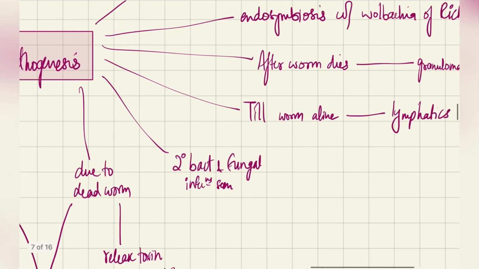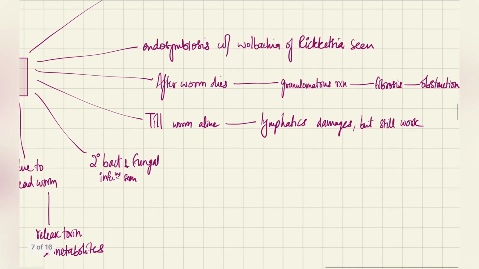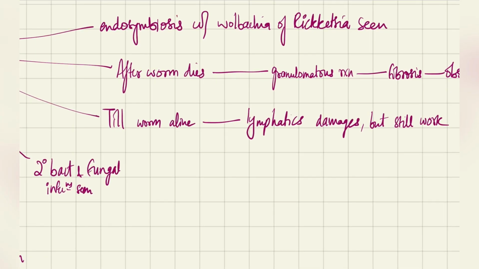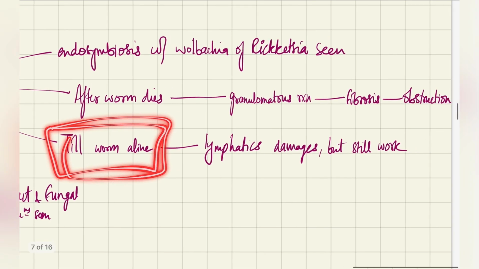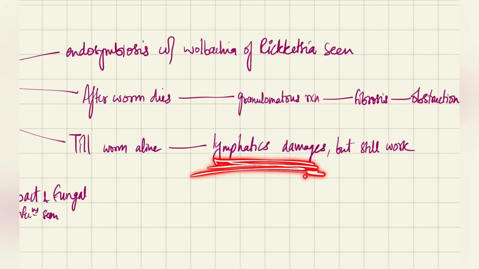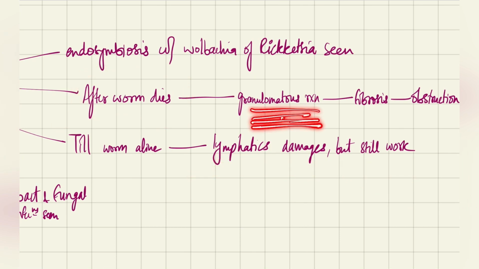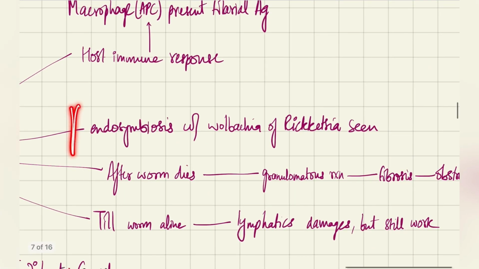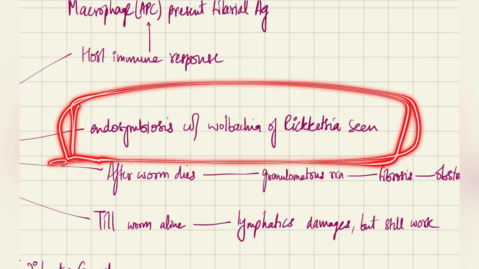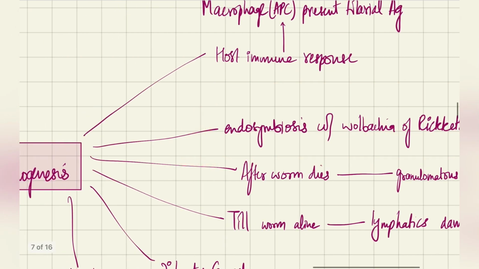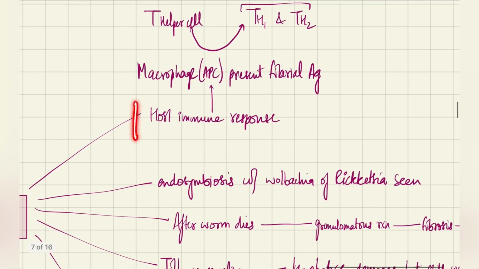Also, remember that there is a sort of symbiotic relationship going on, where till the worm is alive, the lymphatic system of our body is damaged, but it still works. It will still serve its purpose, but it's damaged. But as soon as the worm dies, there occurs a granulomatous reaction because of the antigen secreted by the worm, which causes fibrosis of the lymphatics and causes lymphatic obstruction. Okay, remember this. And just a quick factoid that an endosymbiotic relationship is seen between Wuchereria bancrofti and Wolbachia of Rickettsia. Now coming to what happens next is the host immune response.